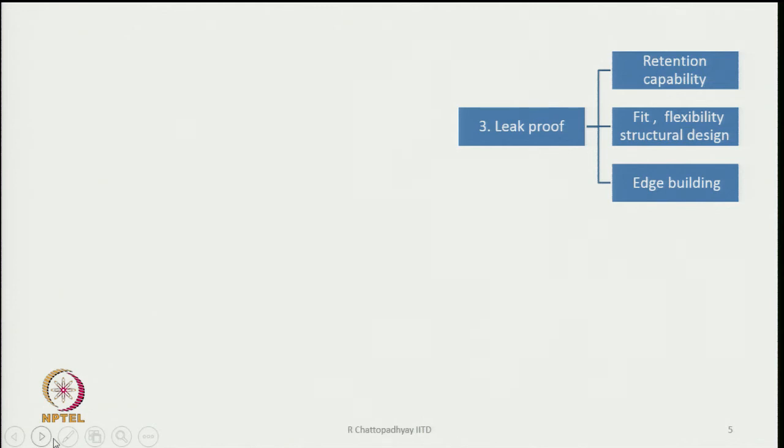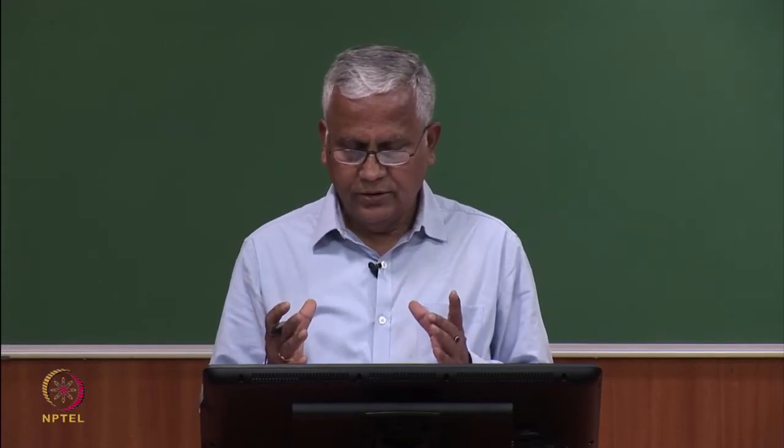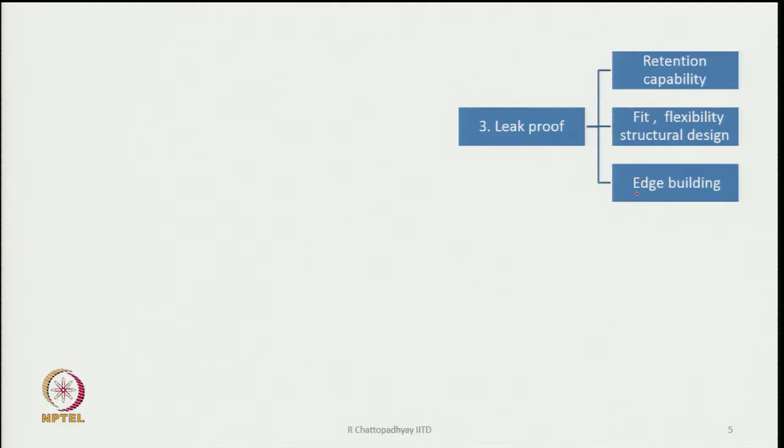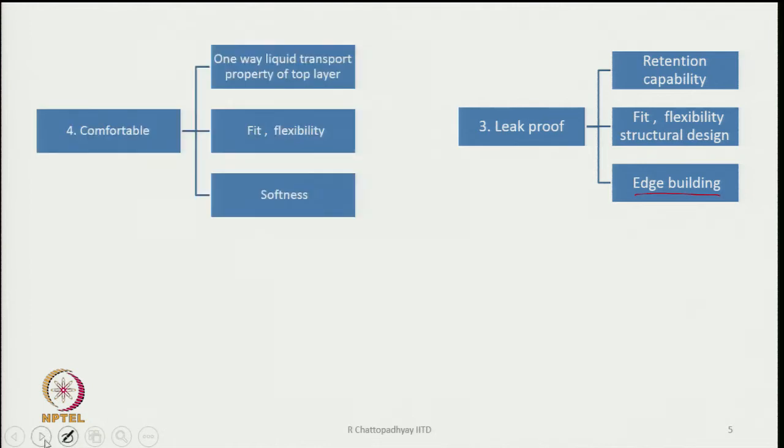So, the fit between the incontinence product and the skin should also matter, so that the liquid remains where it is supposed to be and does not drip. The other aspect is also edge building. How do we build the edge of the product as a whole? We will see that one by one as we go through this.